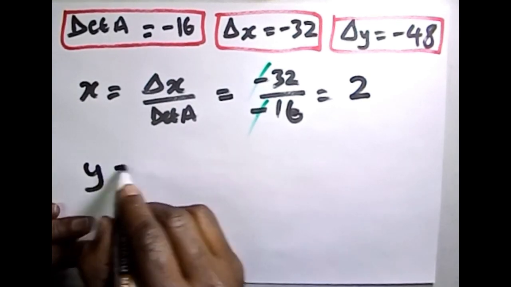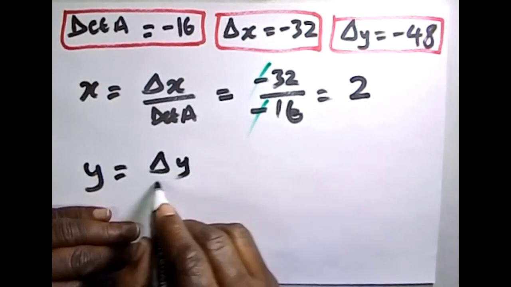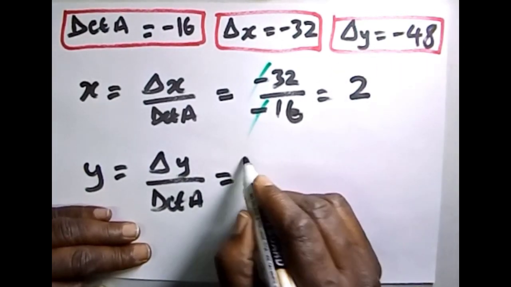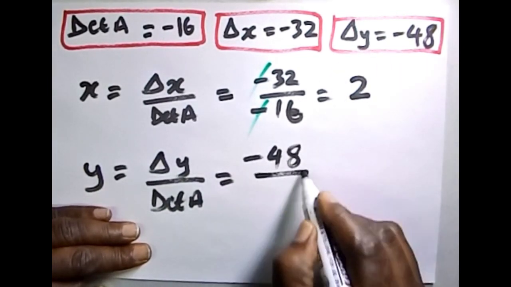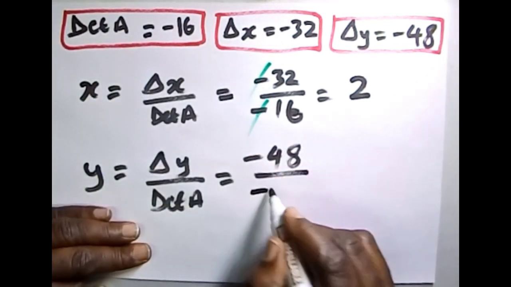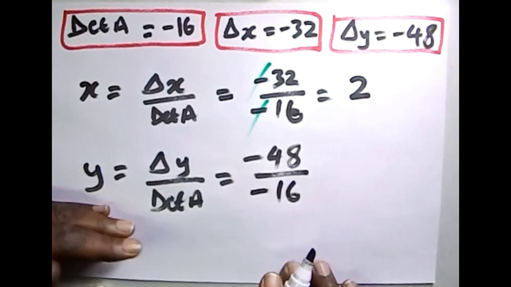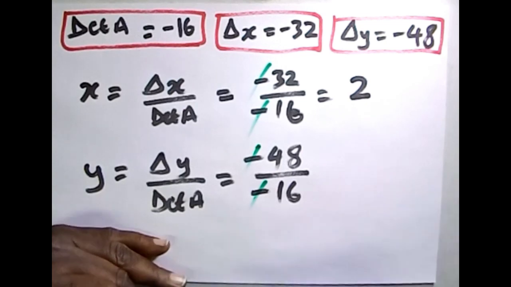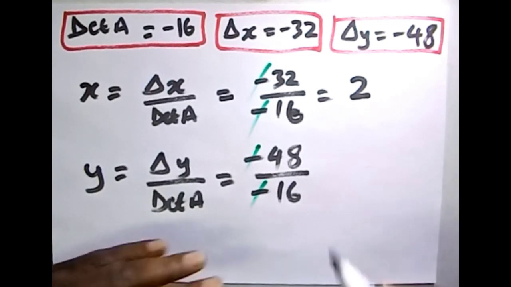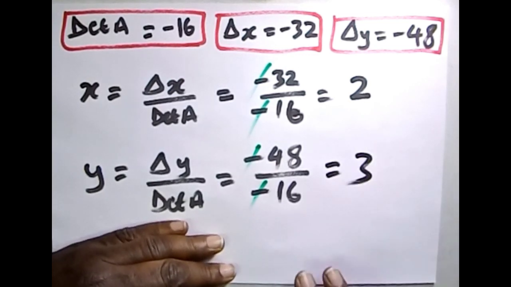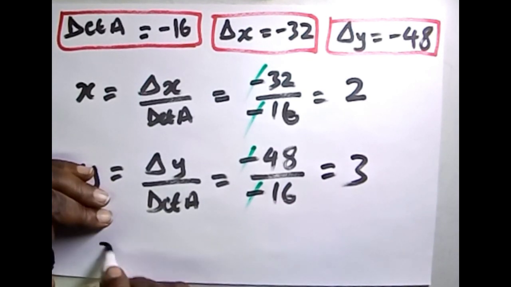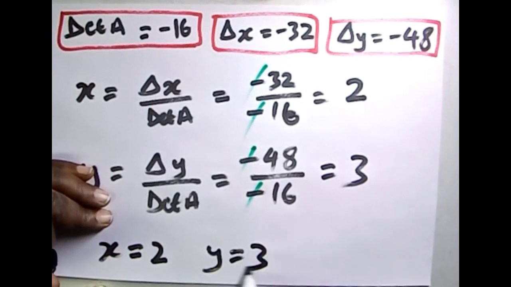Then the value of y equals change in y all over the determinant of A. Change in y is minus 48, all over the determinant, which again is minus 16. Again, the minus will go with the minus. So what's 48 divided by 16? I guess that's 3. So we've gotten our values: x equals 2 and y equals 3.